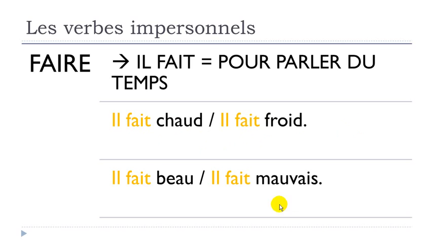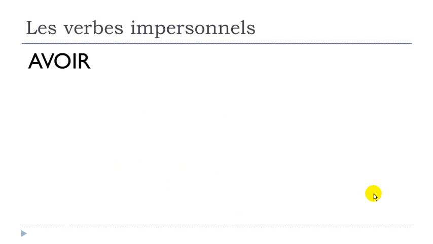All right. And then if you want to talk about the weather, in that case it's beau, okay, it's a nice weather. Il fait beau, okay. The opposite, mauvais, bad. Il fait mauvais. All right. Il fait chaud, il fait froid, il fait beau, so it's a beautiful weather. Il fait mauvais, it's a bad weather. Okay, and the last one, avoir.